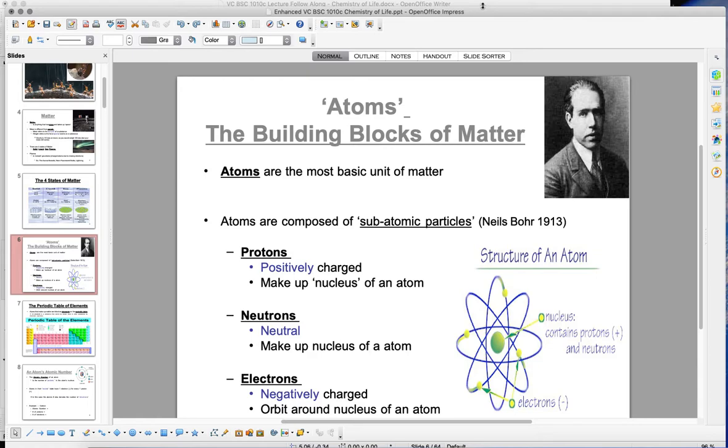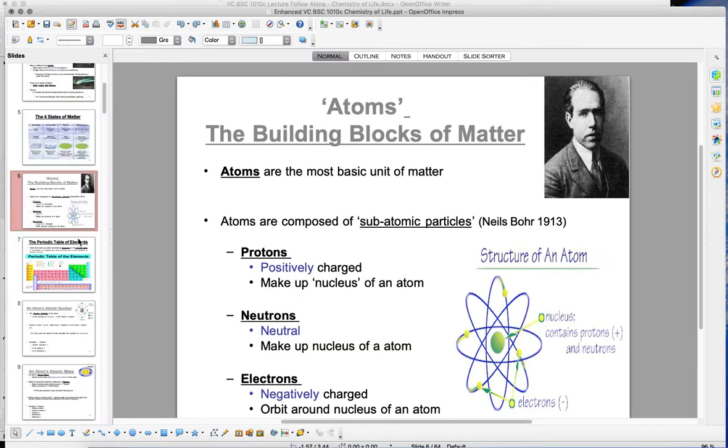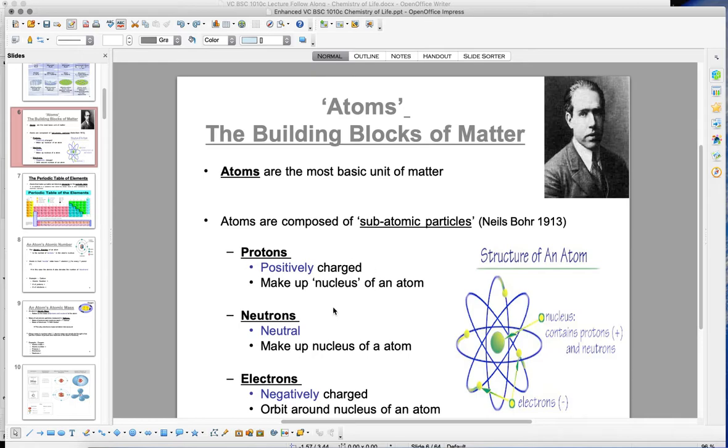All right, so let's do the follow along here. What is the most basic unit of matter? What builds matter? These are atoms. Okay, and then the 3 subatomic particles. I know everybody's heard of these before. We've got protons, neutrons, and electrons. And where are they composed in the atom?